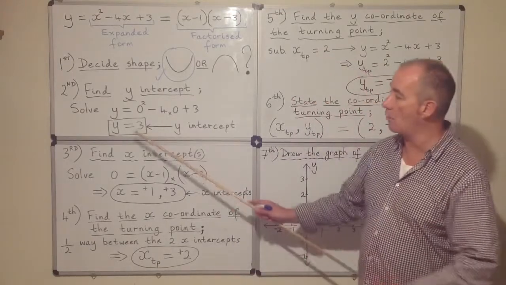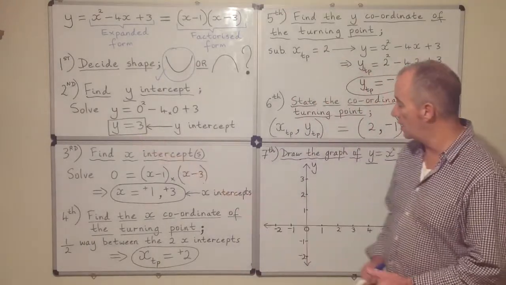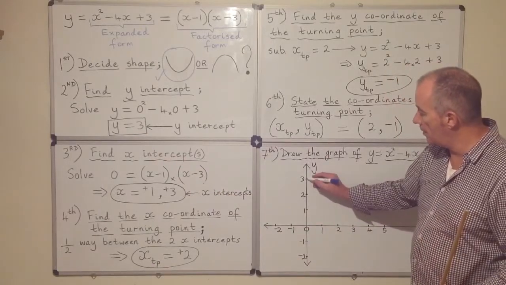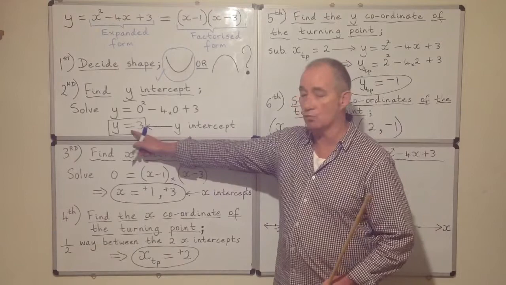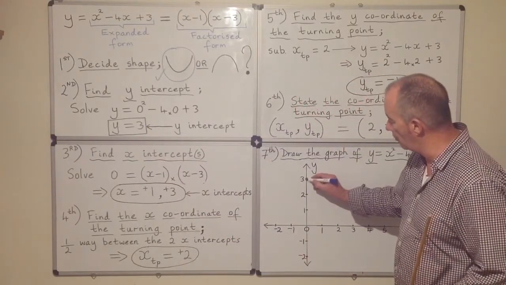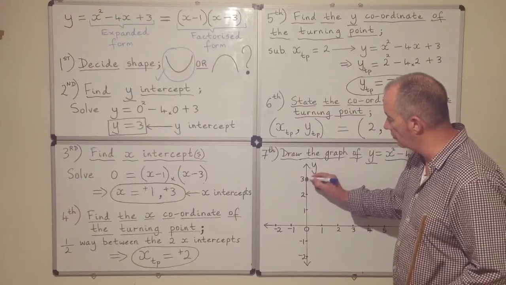Let's locate that y-intercept, y equals 3, on this set of x, y axes here. Well, we've just found that the y-intercept is y equals 3. We already know that the graph is going to go through that point there on the y-axis at a y value of 3.